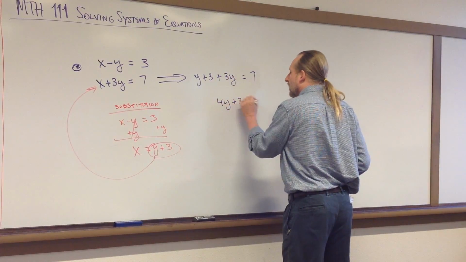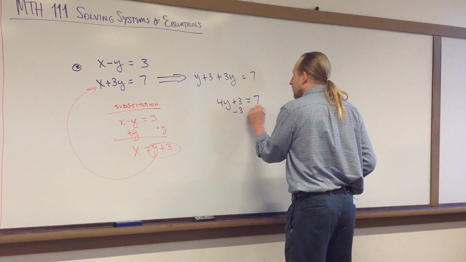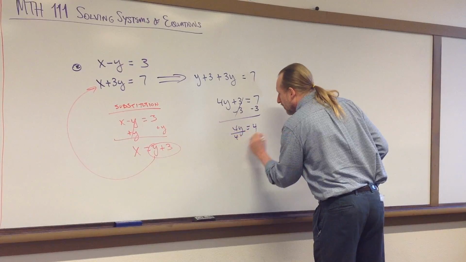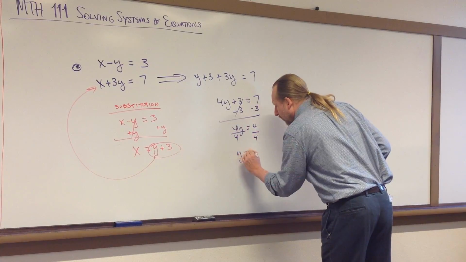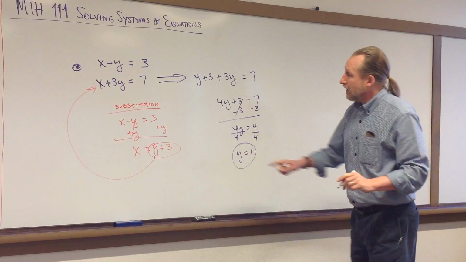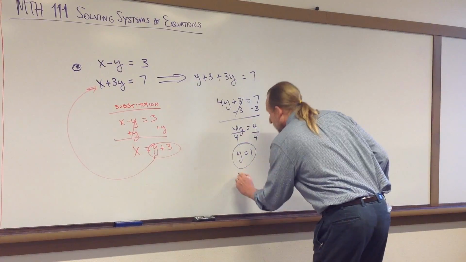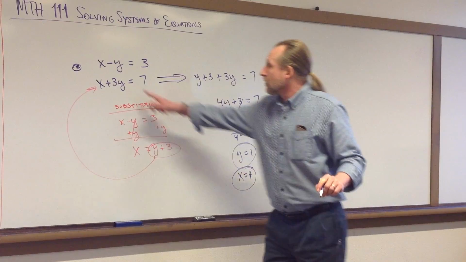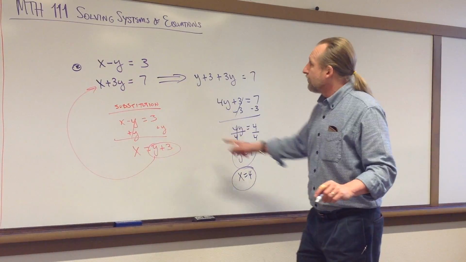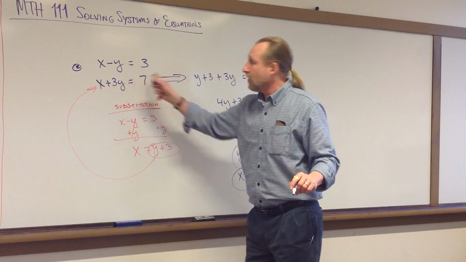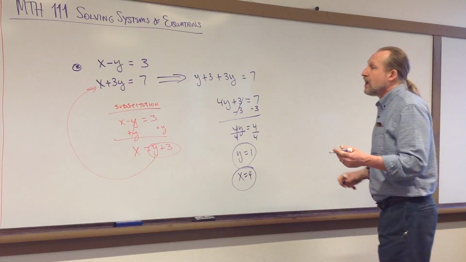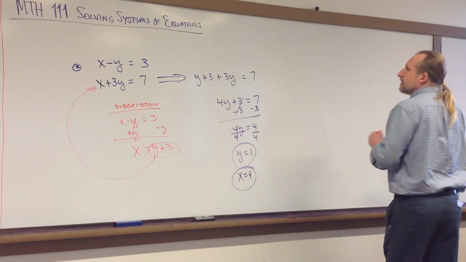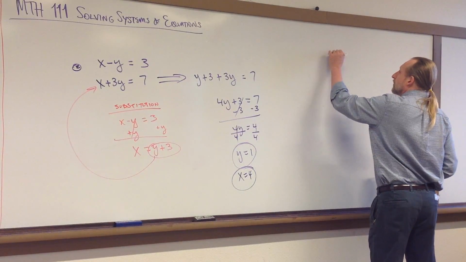So 4y plus 3 equals 7. 4y equals 4. And y is equal to 1. If y is 1, then x is 4. And does that work? 4 minus 1 is 3. 4 plus 3 times 1 is 7. Good. Okay. So that's the substitution process. Elimination of variables.